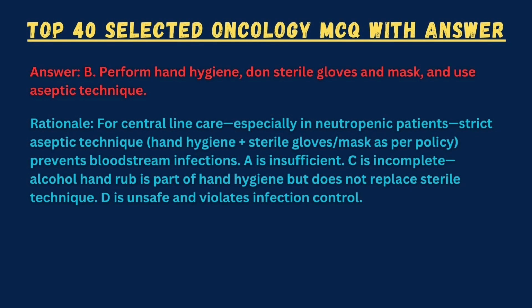Answer: B. Perform hand hygiene, don sterile gloves and mask, and use aseptic technique. Rationale: for central line care, especially in neutropenic patients, strict aseptic technique, hand hygiene plus sterile gloves or mask as per policy, prevents bloodstream infections. A is insufficient. C is incomplete. Alcohol hand rub is part of hand hygiene, but does not replace sterile technique. D is unsafe and violates infection control.